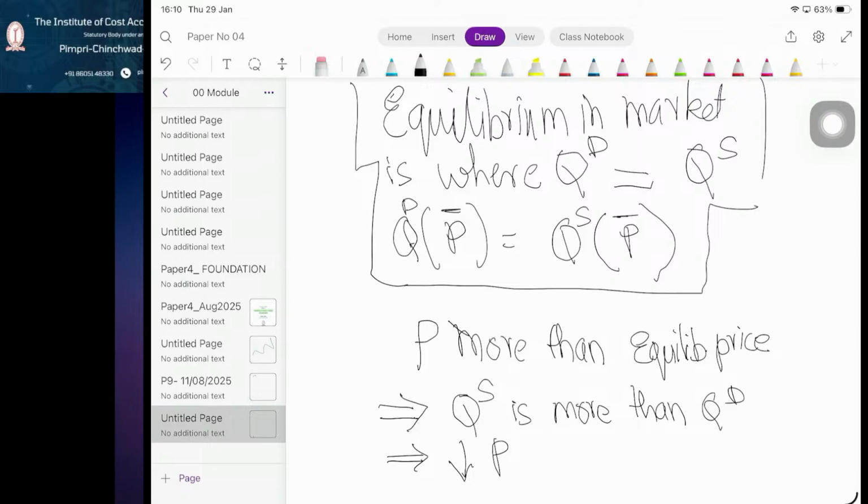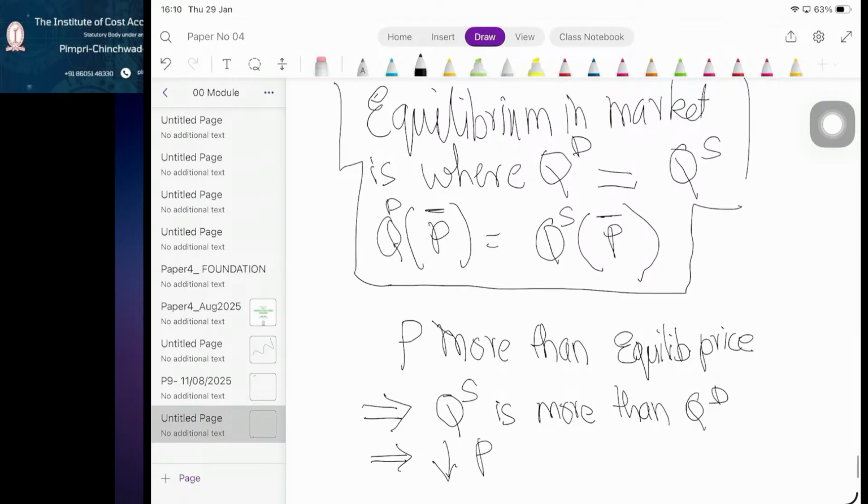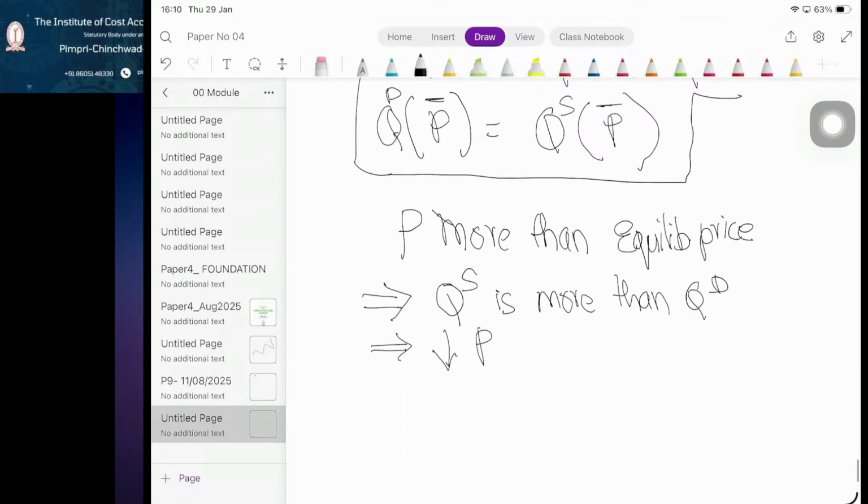And vice versa. If the price is less than equilibrium price, quantity supplied is less than quantity demanded, and there is a pressure on prices to rise. So equilibrium is where there is a balance between demand and supply. Did you understand this? Can I proceed? Have you all got this idea?